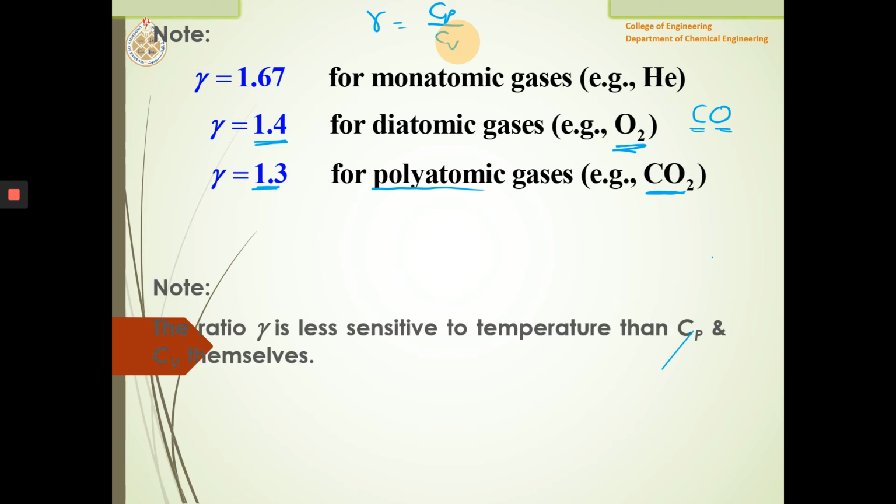And then the answer is gamma is less sensitive to temperature than Cp and Cv themselves. While Cp is changing with temperature and Cv is changing with temperature, the change is almost the same, such that gamma would be independent or less sensitive to temperature change. You understand? As a ratio, the effect of temperature change is just negligible. Clear? Or you need further clarifications?